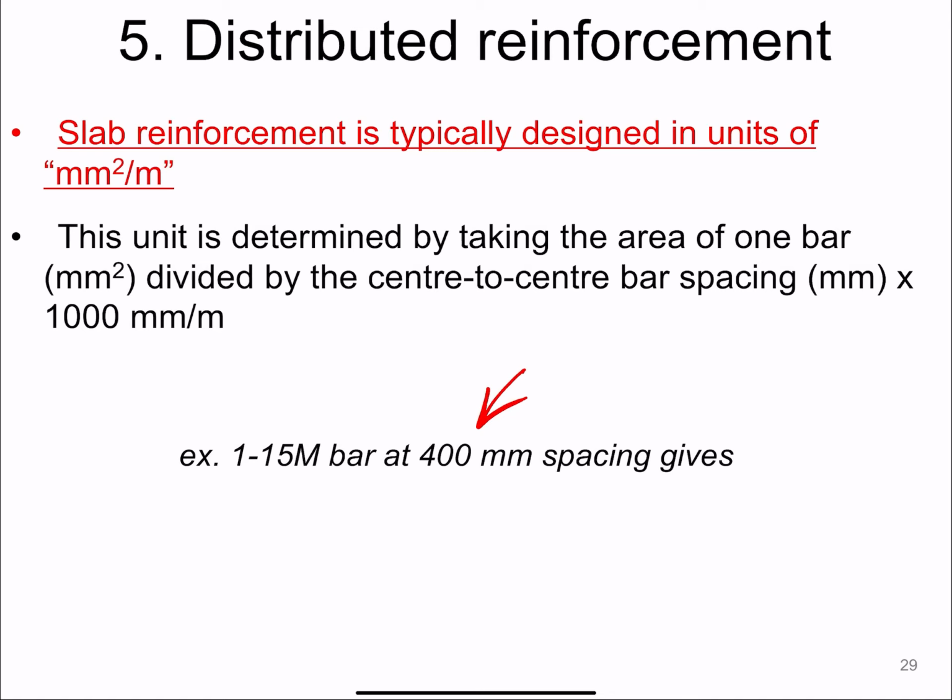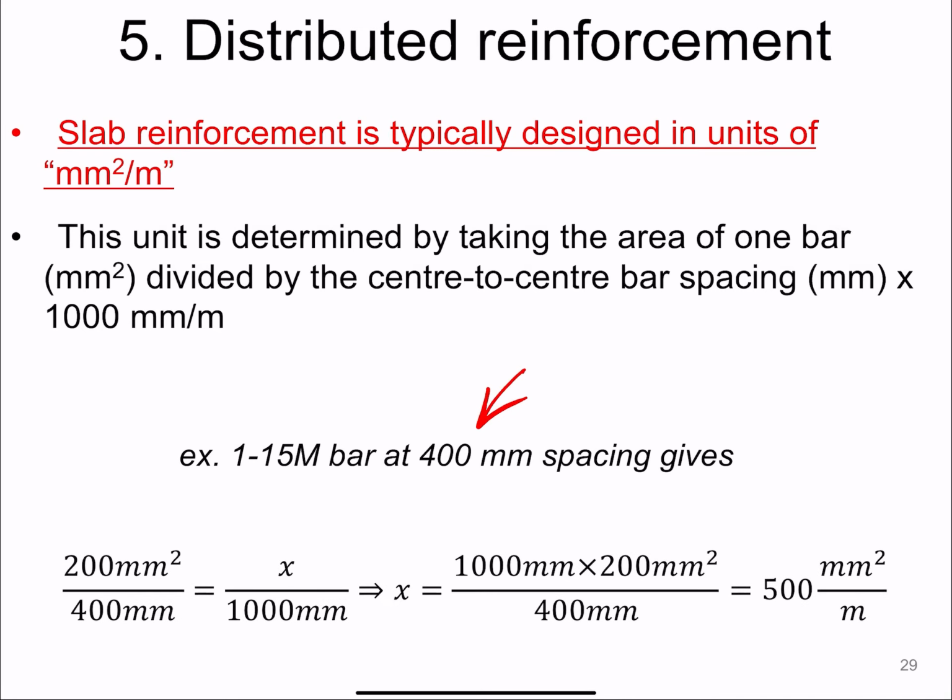Well, it's just a simple proportion. A 15M bar is 200 square millimeters. So 200 square millimeters at 400 millimeter spacing. How much of it per 1,000 millimeters? And then we obtain that a 15M bar at 400 millimeter spacing is equivalent to 500 square millimeters per meter. That is what it is.